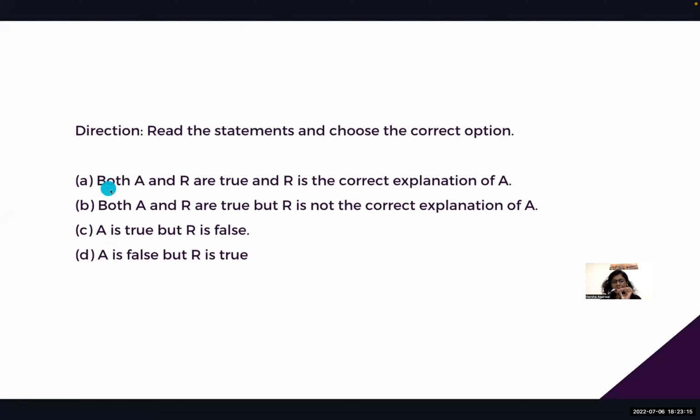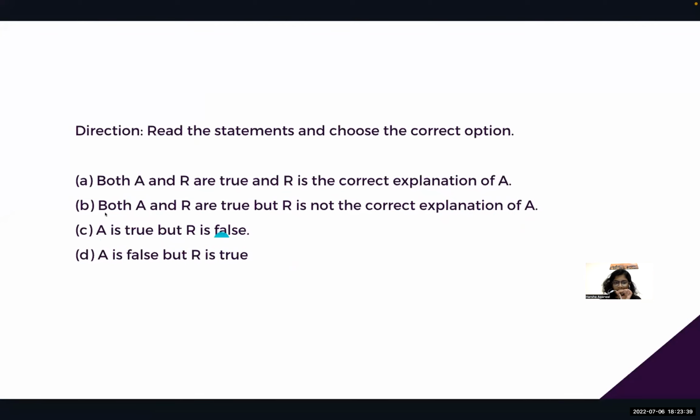Okay, these four options are the standard format for answering the assertion and reasoning. Both assertion, that is A, and reasoning, that is R, are true, and R is the correct explanation of A. Both A and R are true, but R is not the correct explanation of A. A is true, but R is false. A is false, but R is true.